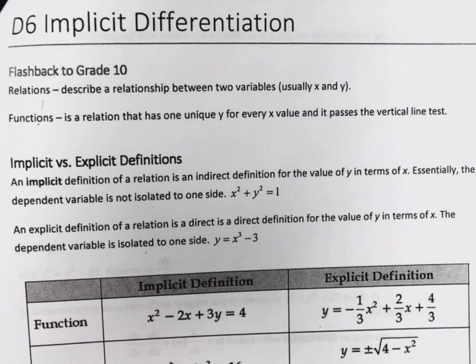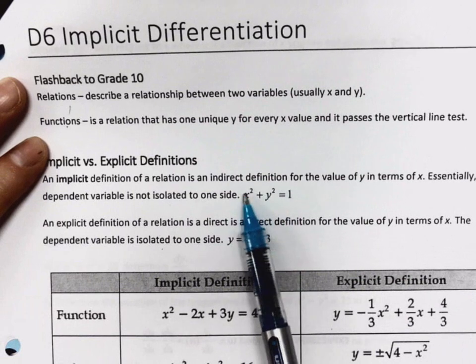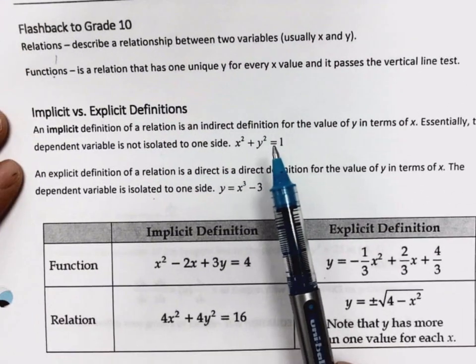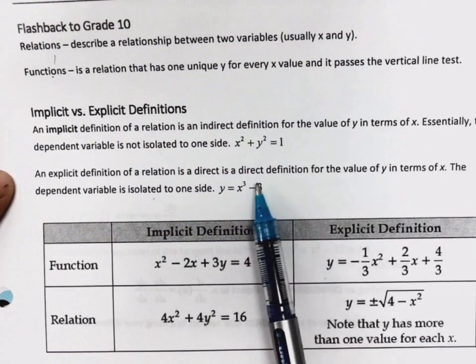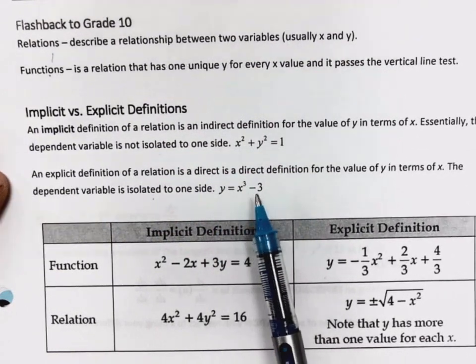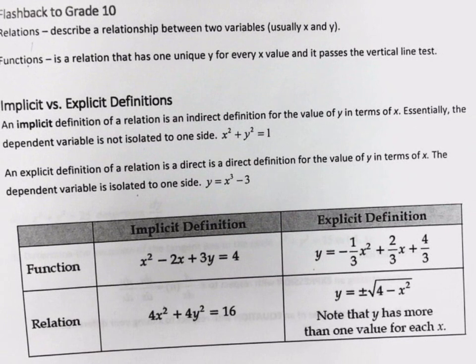Okay, so implicit versus explicit definitions. An implicit definition, which is what we're doing today, is an indirect definition for the value of y in terms of x. Essentially, the dependent variable is not isolated to one side. If we look at this, the y isn't isolated to one side, it's built in. These two things are happening together. Explicit is when it's nice and easy. We've done these ones. This is what our whole unit has been on. So this is y equals. Implicit, x and y are together on the same side. Explicit, y is isolated. And that's been really easy for us to do.